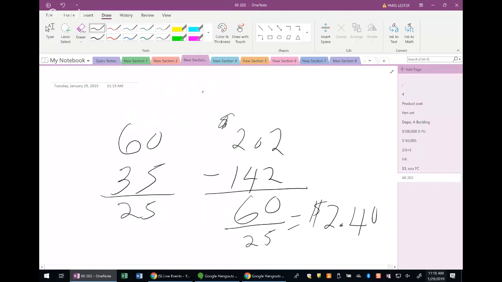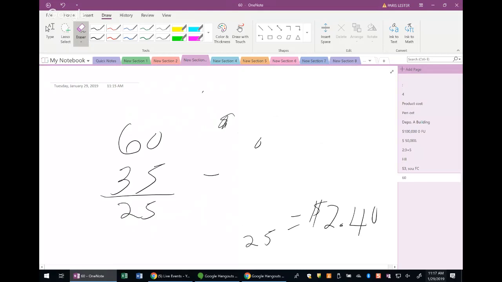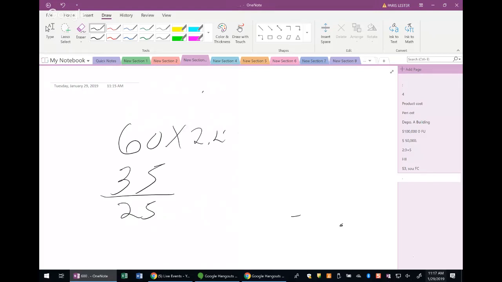All right, but if we take these two levels of activity here, and we multiply by 2.40, what is 60 times 2.40? 144. And what is 35 times 2.40?